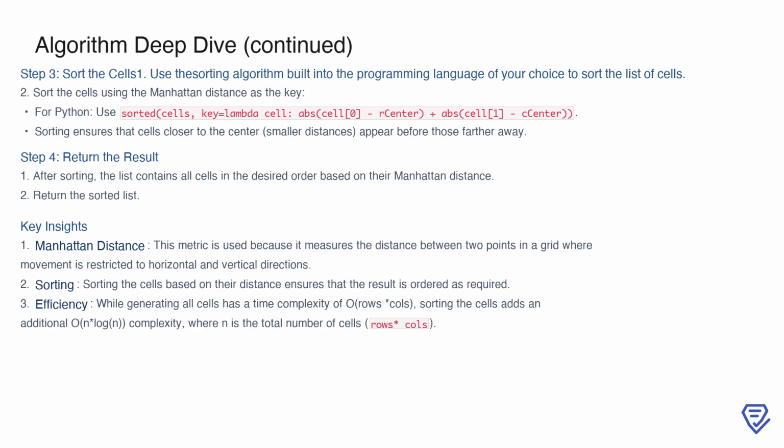The key insights here are the use of Manhattan distance to determine proximity in a grid and the role of sorting to achieve the desired order. While generating the grid takes O(rows * cols) time, sorting adds O(n log n) complexity, where n is the total number of cells. Together, these steps efficiently solve the problem.